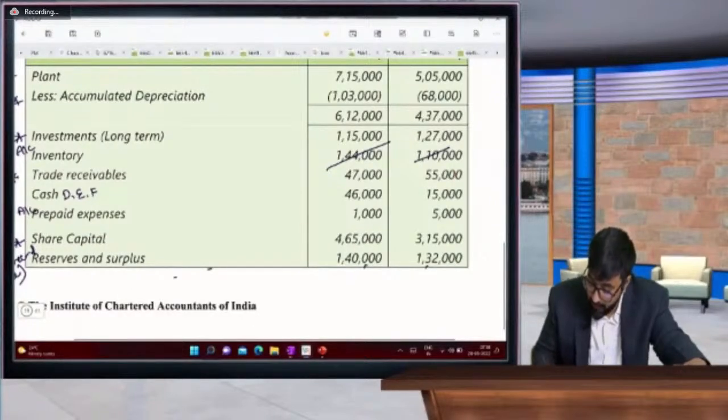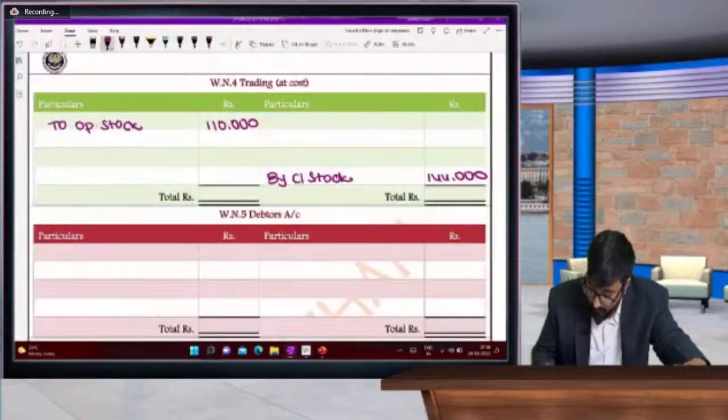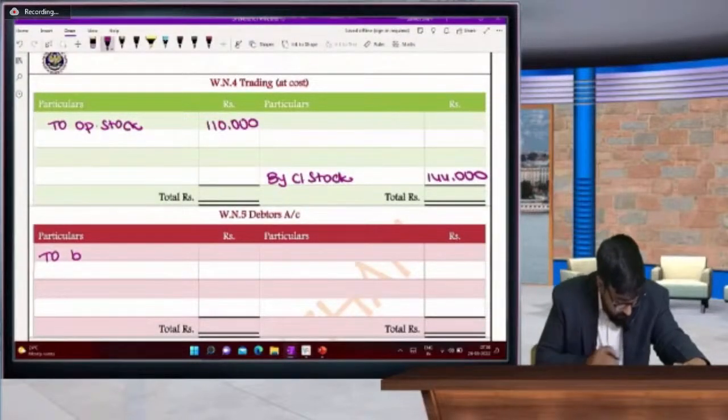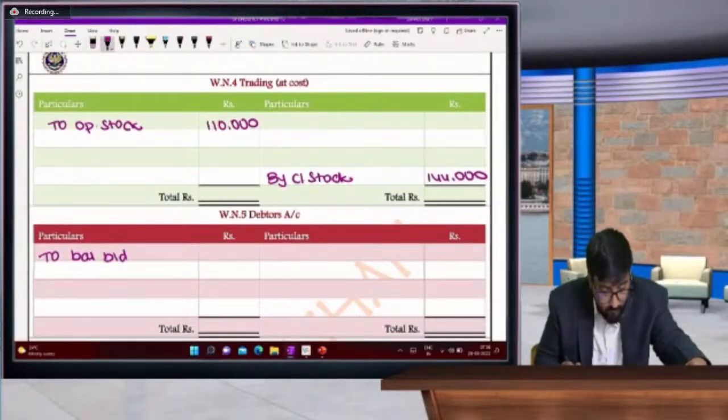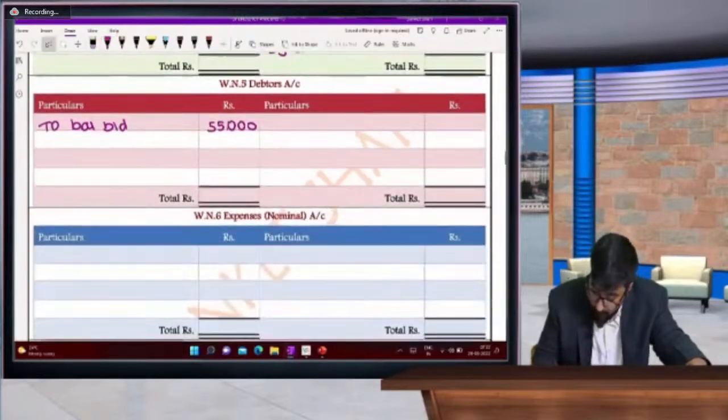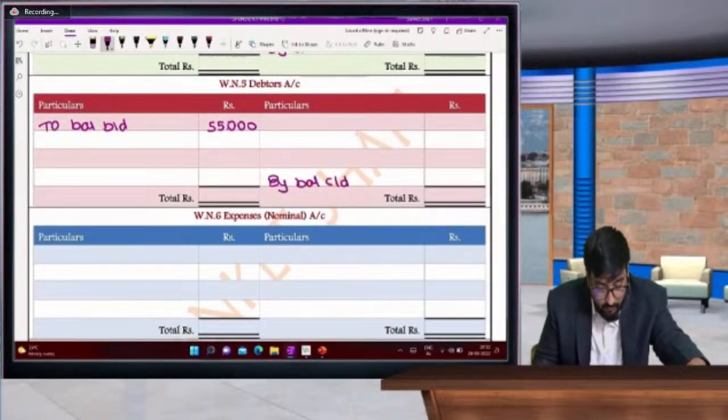Trade receivable beta 55 and 47. To balance brought down 55,000 and by balance carried down 47,000.